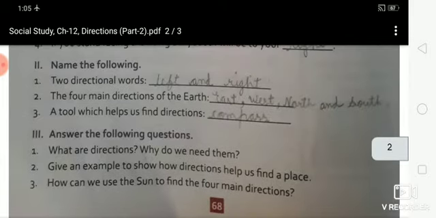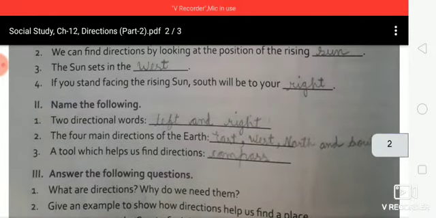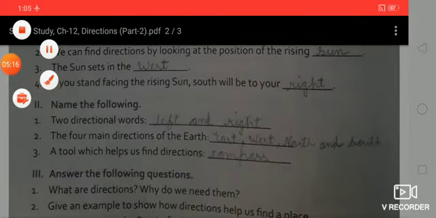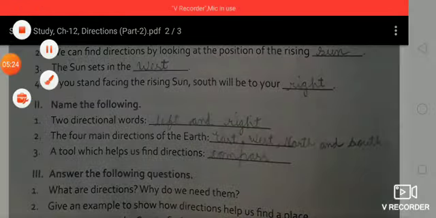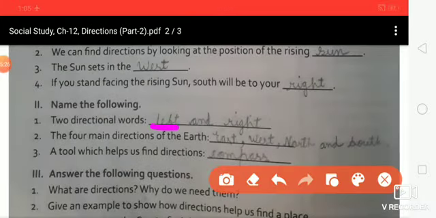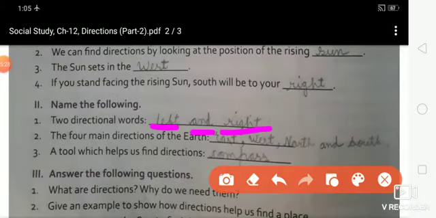Now exercise two: name the following. First one: two directional words. Do you know, students? Left and right. Two directional words: left and right. Is that clear?